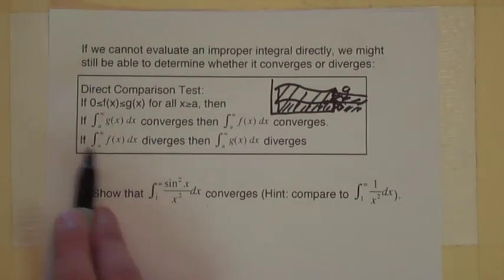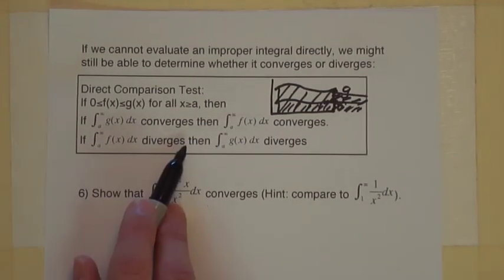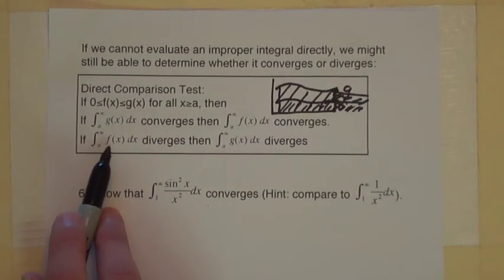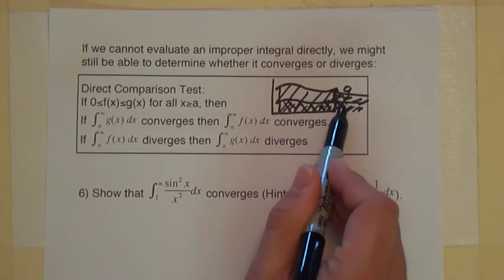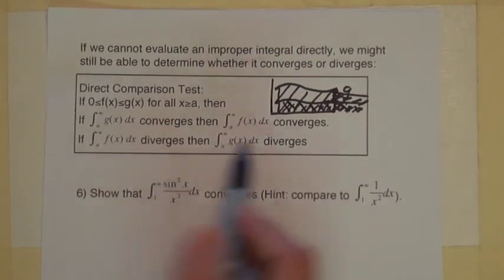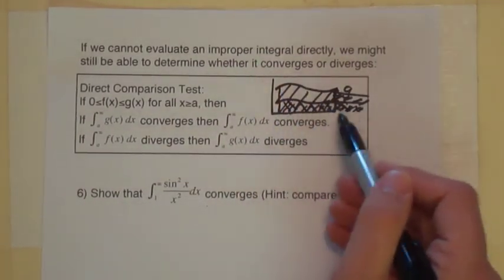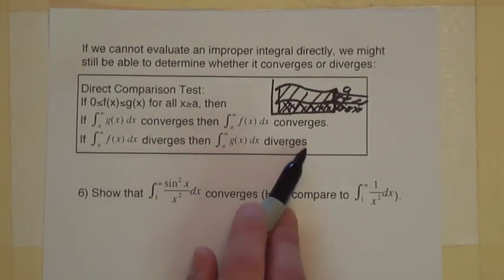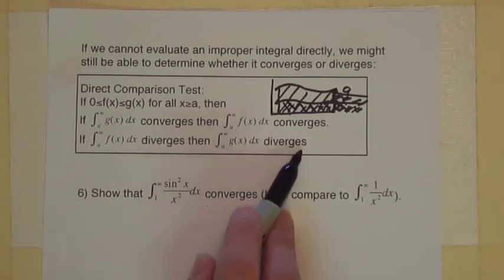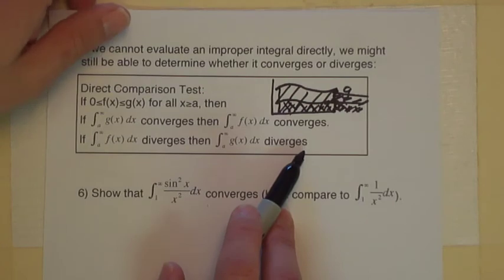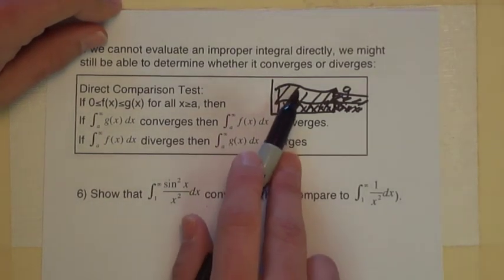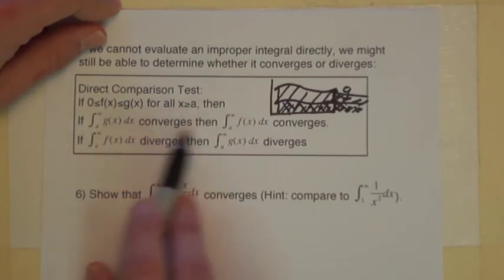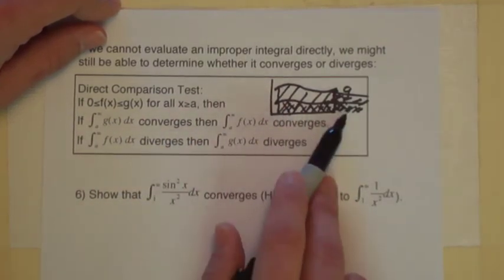The second line says the same thing, but in reverse, really. If f of x diverges, so if the small area is infinite, then of course the larger area under g is also infinite. It's somehow more infinite. It diverges too. So just think of it as something bigger than infinity is still infinity, and something smaller than a finite number is still finite.